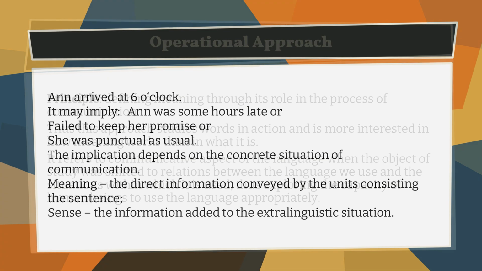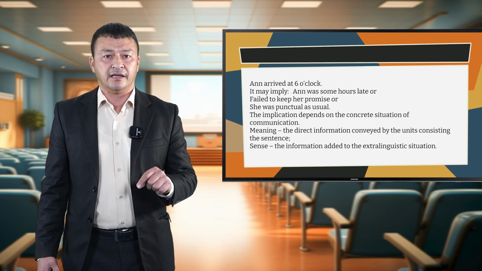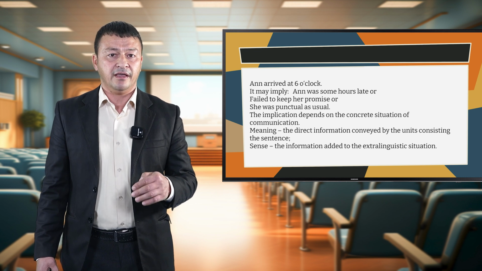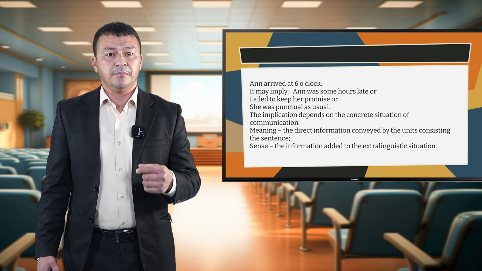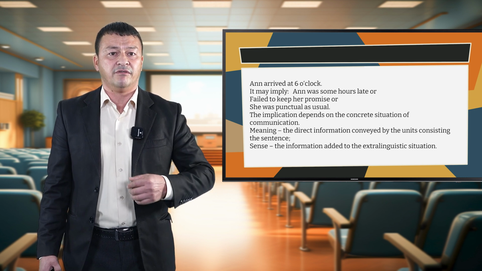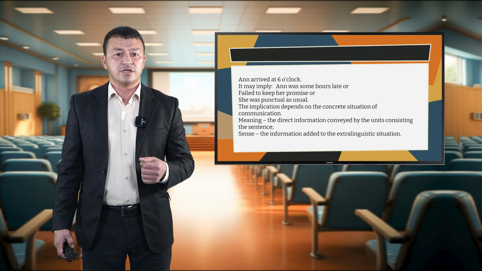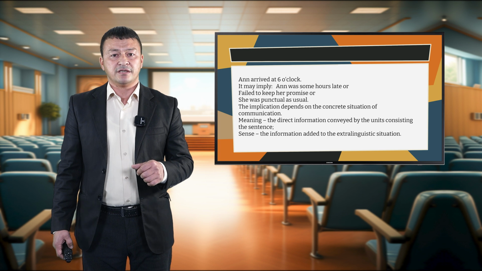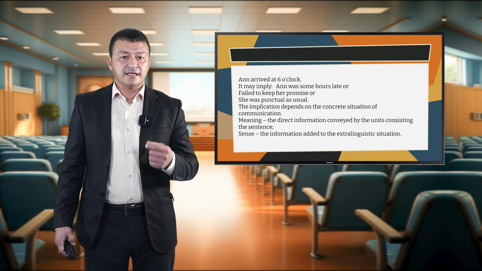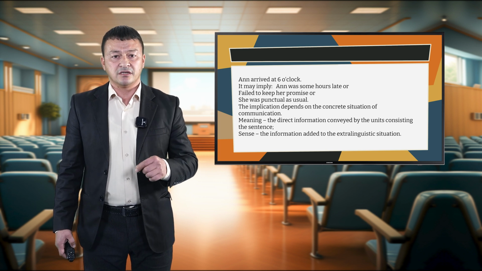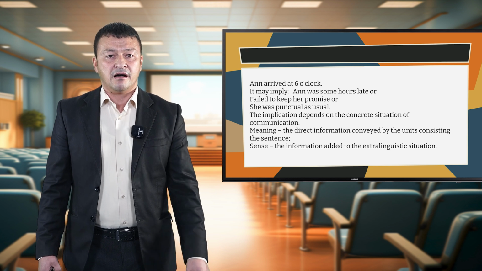So, for example, let's look at this sample. Anne arrived at 6 o'clock. It may imply Anne was some hours late, or failed to keep her promise, or she was punctual as usual. So the implication depends on the concrete situation of communication. So the meaning is the direct information conveyed by linguistic units, and the sense is the information added by the extralinguistic situation. So this is one of the main problems in defining meaning.